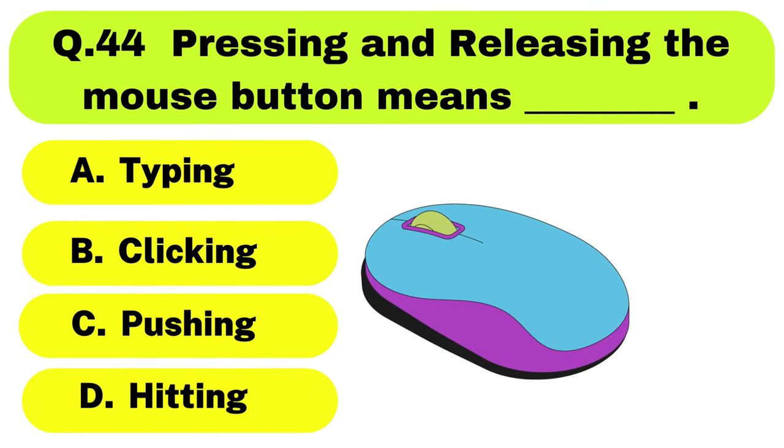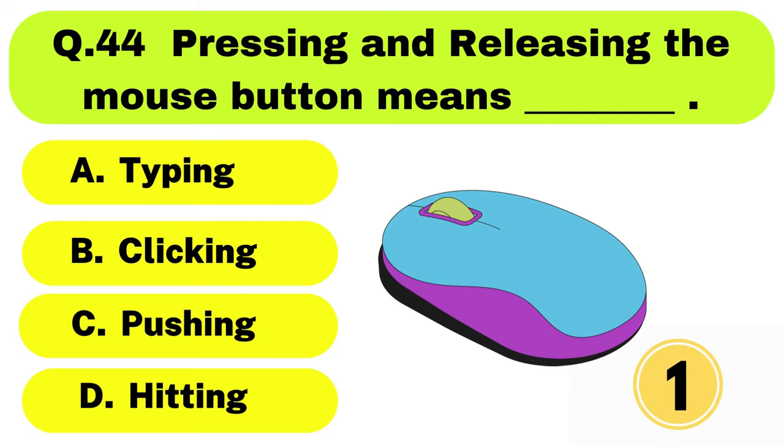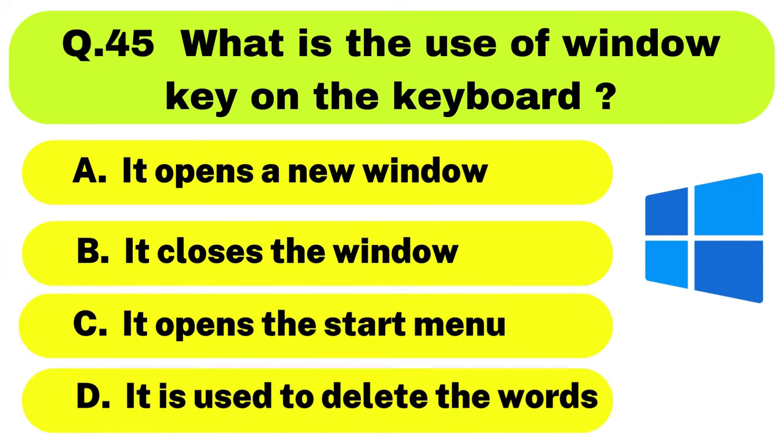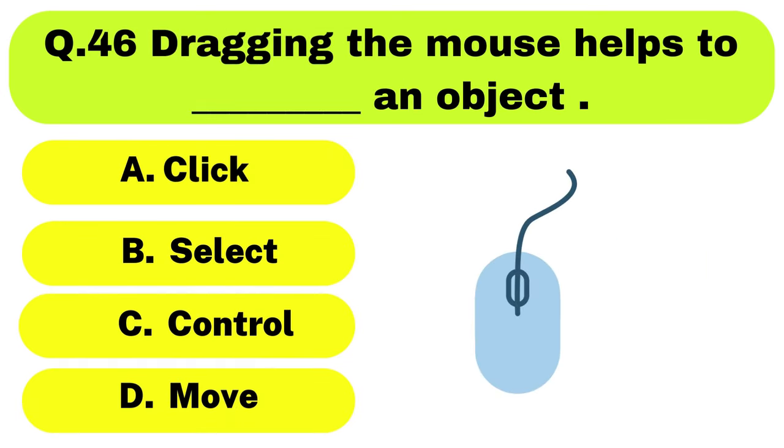Question number 44, pressing and releasing the mouse button means... The correct answer is option B, clicking. Question number 45, what is the use of window key on the keyboard? The correct answer is option C, it opens the start menu. Question number 46, dragging the mouse helps to dash an object. The correct answer is option D, move.